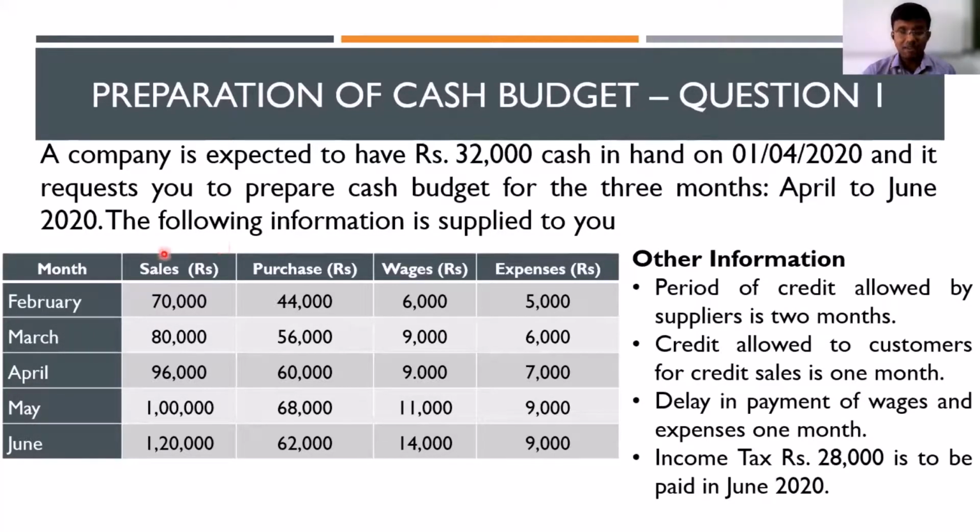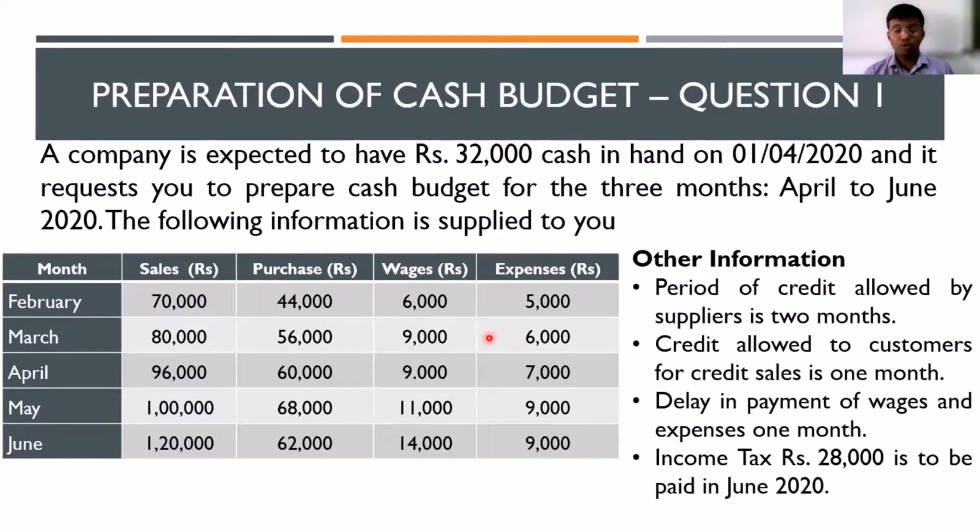They have given us a table which talks about sales, purchase, wages, expenses. Now, each of these costs pertains to a specific area. So for example, sales is nothing but your cash receipt. Purchase, wages, expenses, these three areas deal with your cash payments.